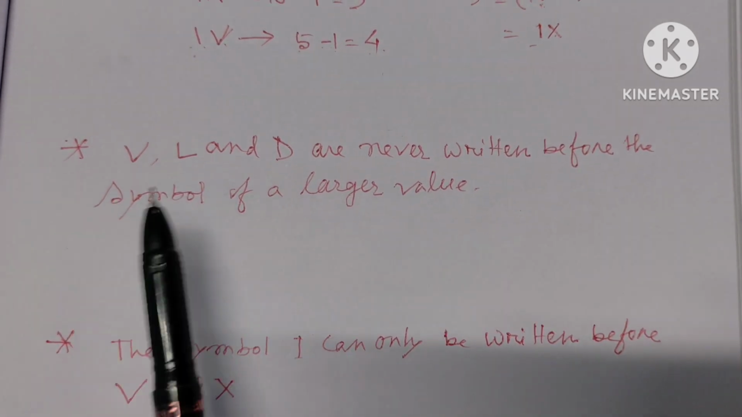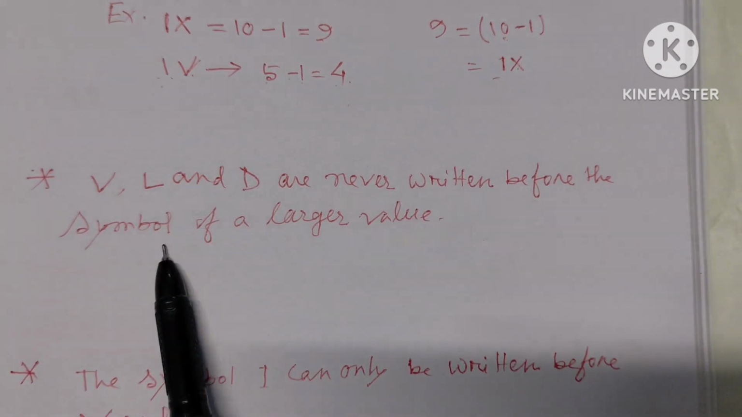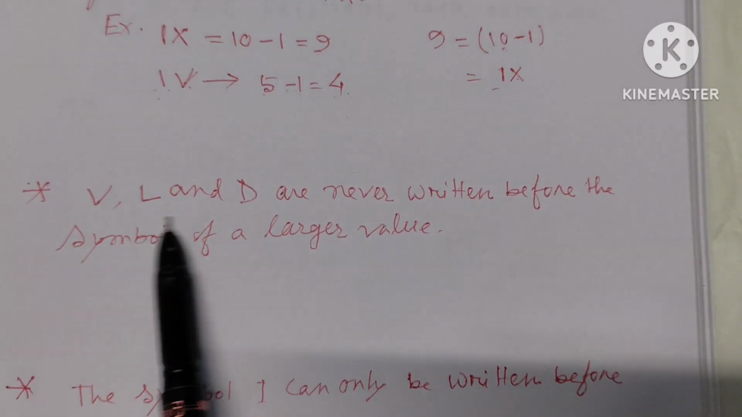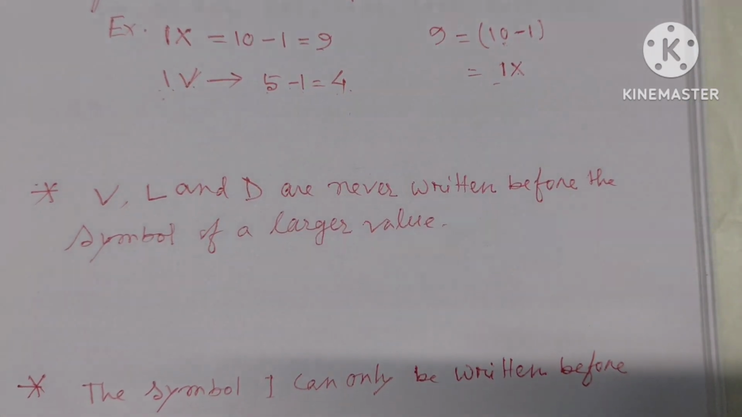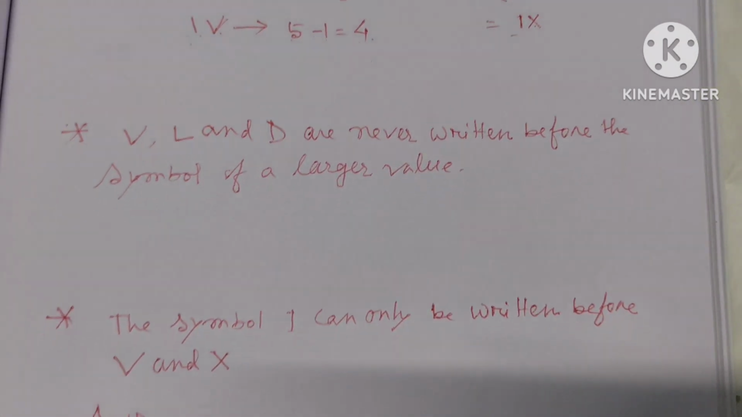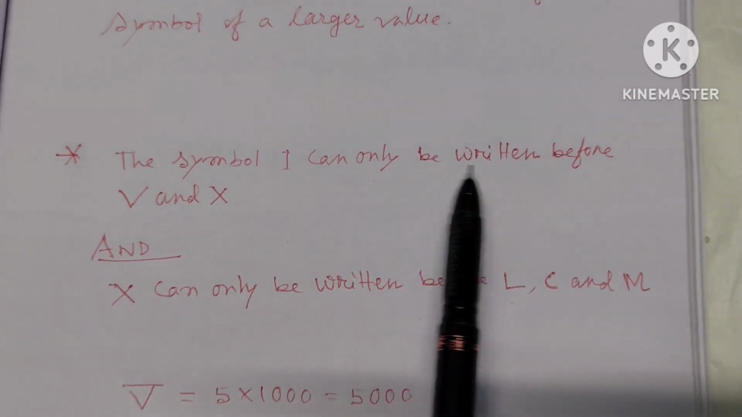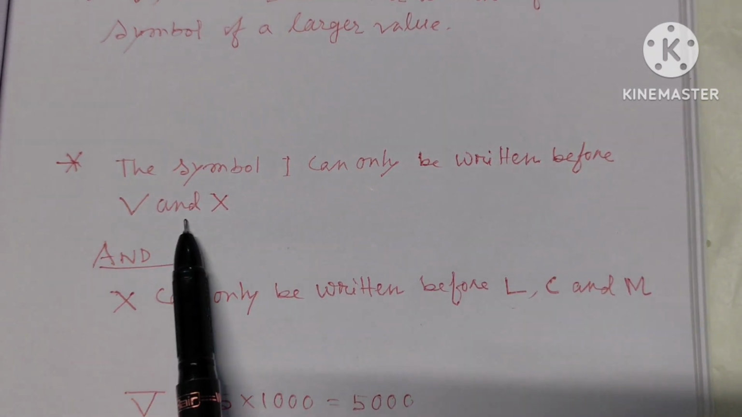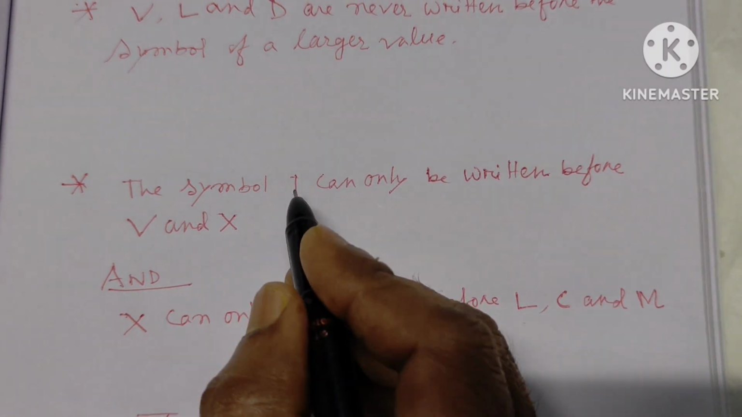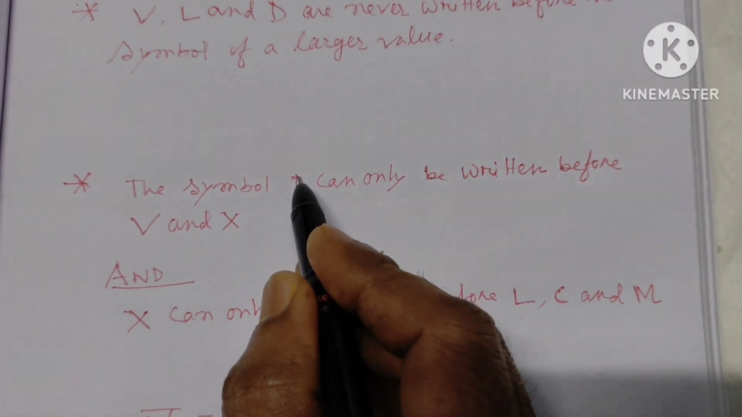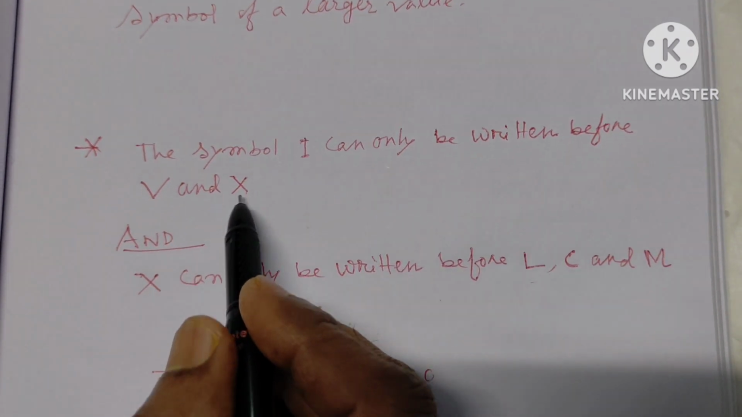Now come to the next rule. V, L and D are never written before the symbol of a larger value. We cannot write these symbols V, L and D before the symbol of a larger value. Next rule, the symbol I can only be written before V and X. That means if we want to write I before another symbol, we can write it before V and X.